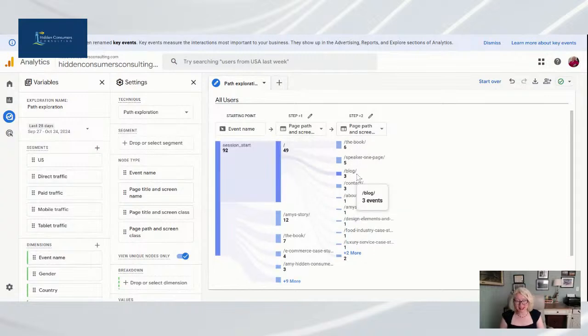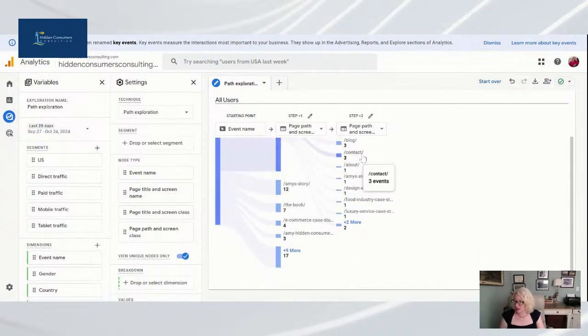Blog is on there, but it's also in the nav menu, so I'm assuming they would have gone there. Contact, about, my story. One person got to that. Again, that would have been through the nav menu. So you can see where people are coming from.